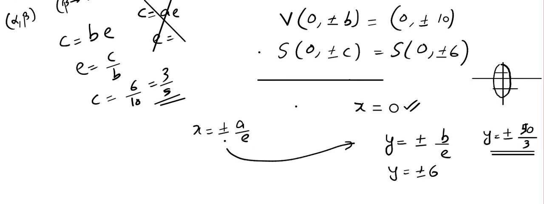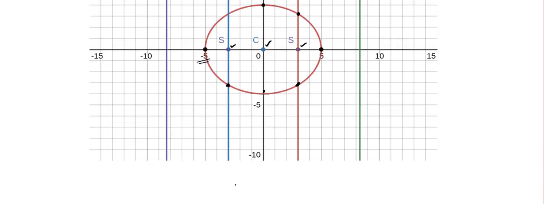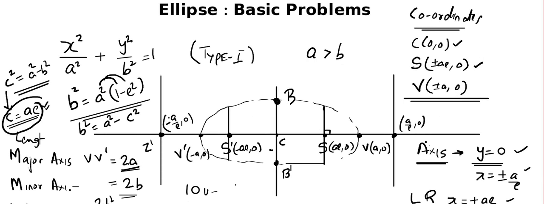And finally, coming to the major axis, what is the length of the major axis? In type 1 it is 2a. So in type 2 it will be 2 into b, and that will be 20 units. And the minor axis will be how much? 2 into a, and length of latus rectum will be 2a square by b. That's it. So that is a small video, and I hope you understood the basic problems in ellipse.